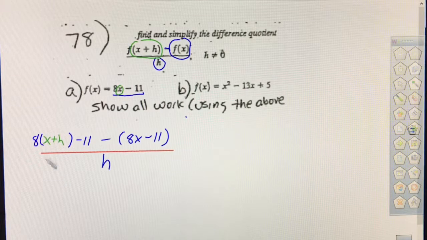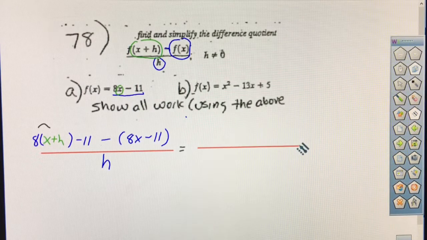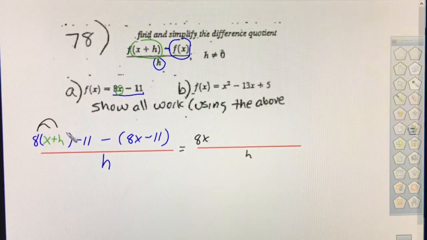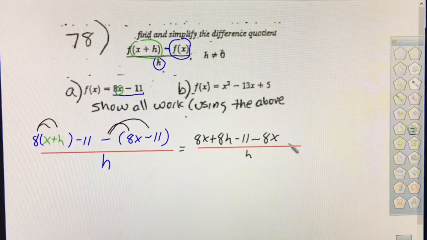Now I have a lot of petty algebra to do. I have to distribute, and then simplify. So let's see what this is going to equal. So this is going to equal 8x, big division bar, oops, sorry about that, big division bar, all over h, but it's going to be 8x plus 8h minus 11 minus 8x plus 11. And this is the biggest mistake made, is distributing this negative.